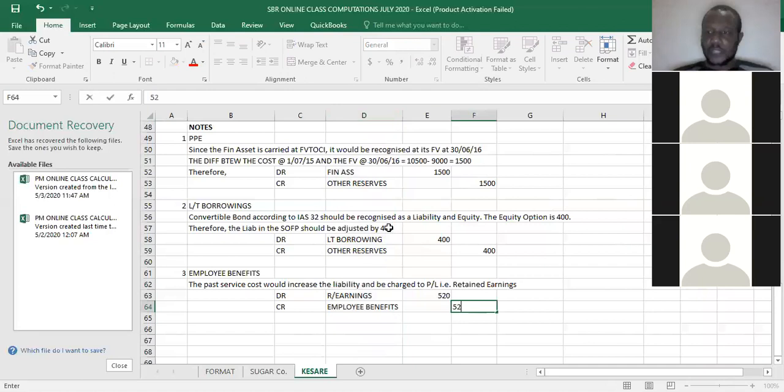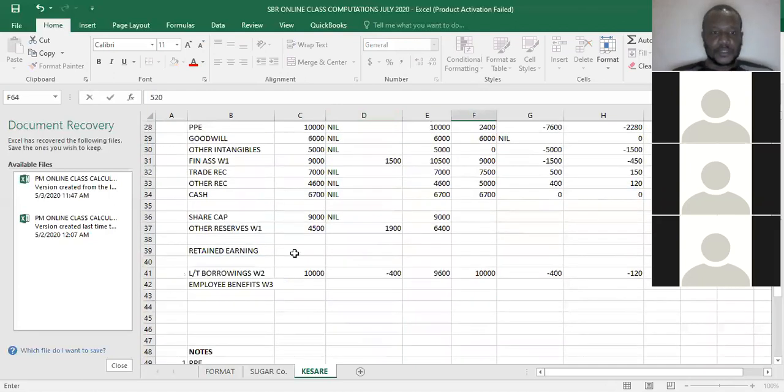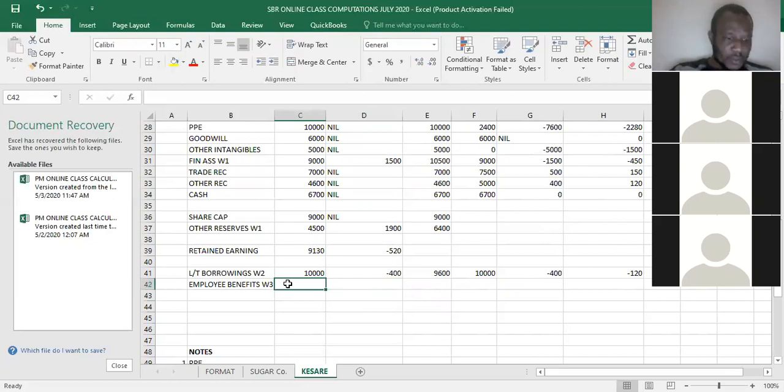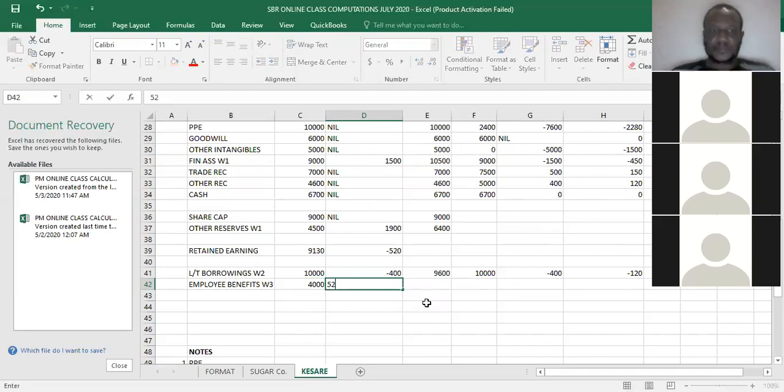So that's work 3. We're going to our retained earnings now. What was the original retained earnings? I didn't even write it, I just jumped it. What was our retained earnings at the beginning? 9,130. So that 9,130 we're now reducing, so minus 520. And then our employee benefits from the book was 4,000. So that one now is plus 520. Okay, so that's that. We move on.